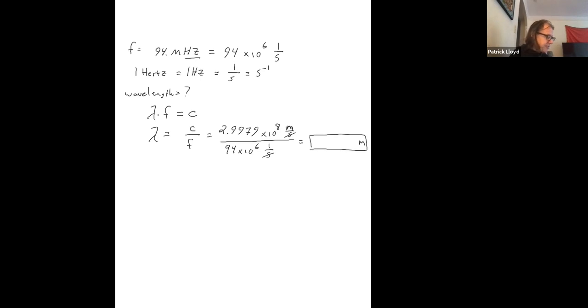Then you just go through the arithmetic. I don't know, it's going to be close to a meter, isn't it? Maybe 2 meters or 3 meters or something like that. So let's see, 2.9979 times 10 to the 8th over 94 times 10 to the 6th. Yeah, 3 meters. So I'm going to round it to 2 sig figs, so 3.2 meters. Okay. So what does that mean?